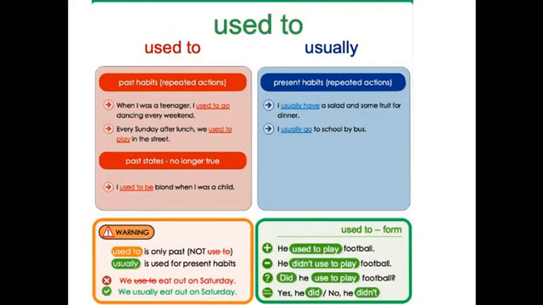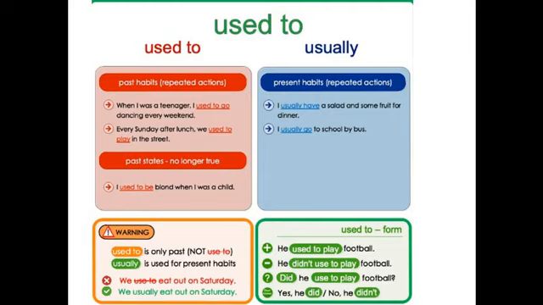Warning: used to is only past, so we don't use used to. Usually is used for present habits. We used to eat out on Saturday. This is incorrect. And the correct one is we usually eat out on Saturday because it's a habit.